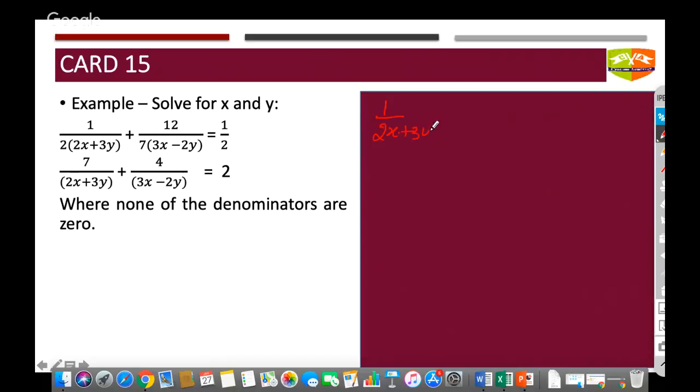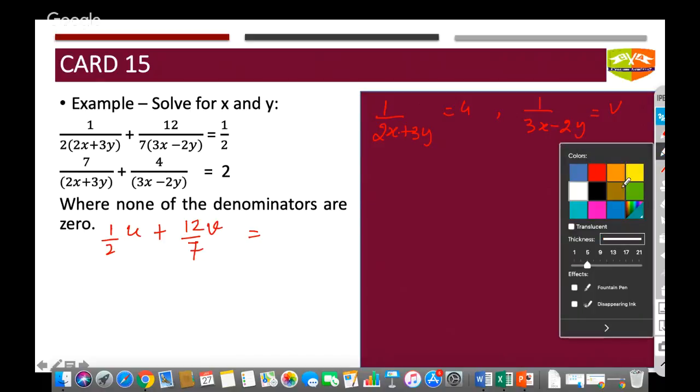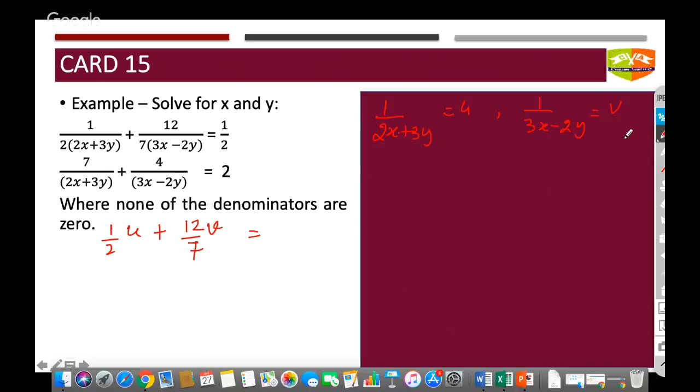So what I'll assume over here is that 1 by 2x plus 3y is equal to u, and 1 by 3x minus 2y is equal to v. And then I'll start replacing it. So this gives me 1 by 2u plus 12 by 7v. So this I write as 12 by 7v, and this comes out to be 1 by 2, and this I write as 7u plus 4v, and that is equal to 2.